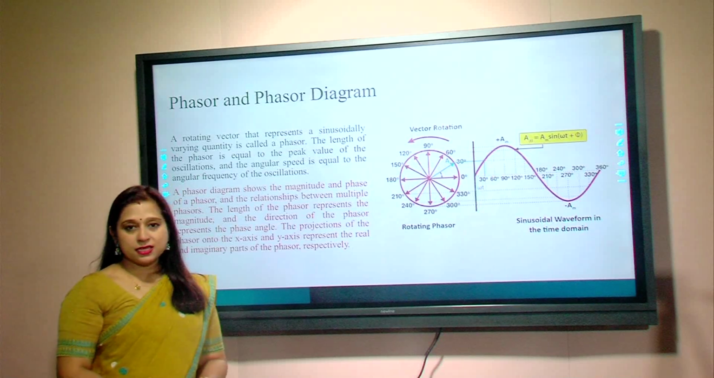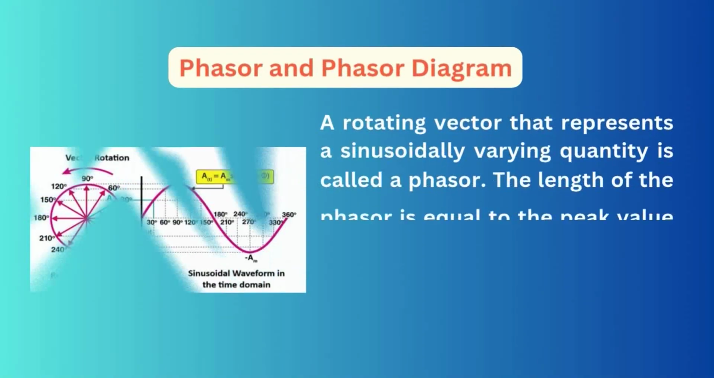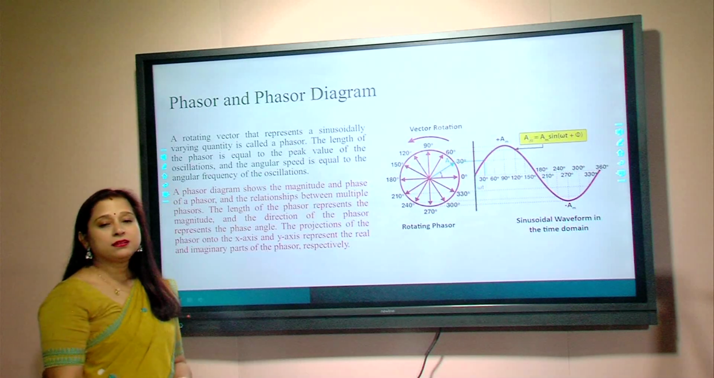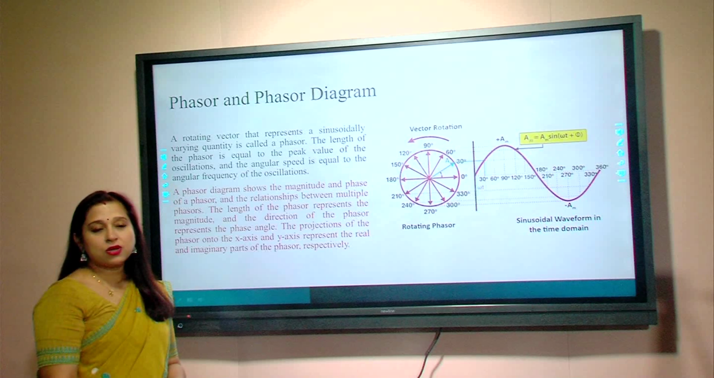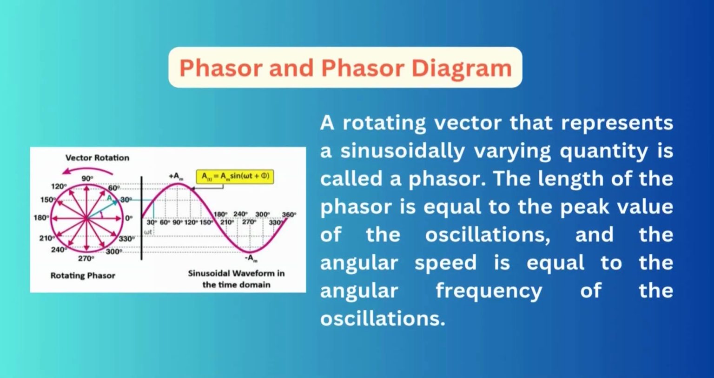Let us now discuss what is a phasor and a phasor diagram. A phasor is a rotating vector that represents a sinusoidally varying quantity. It can be a sinusoidally varying current or a sinusoidally varying voltage. The length of the phasor is equal to the peak value of the oscillations, and the angular speed is equal to the angular frequency of the oscillations.